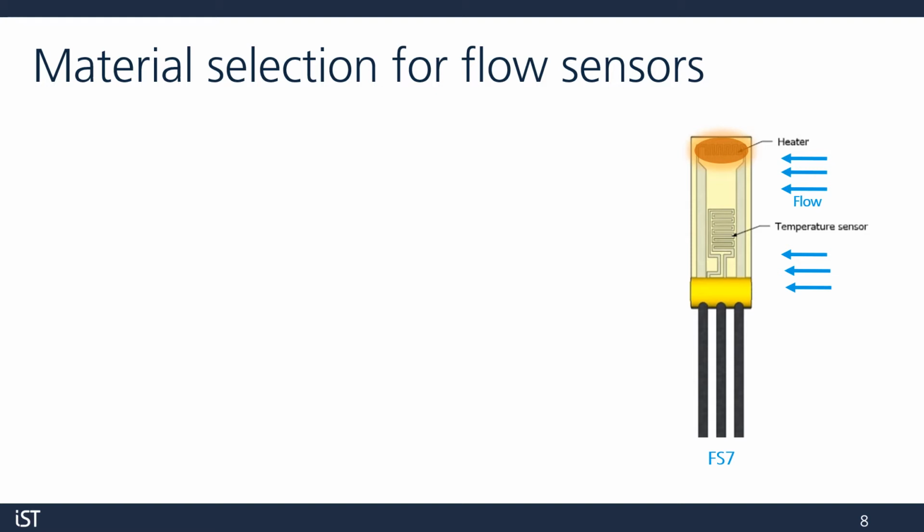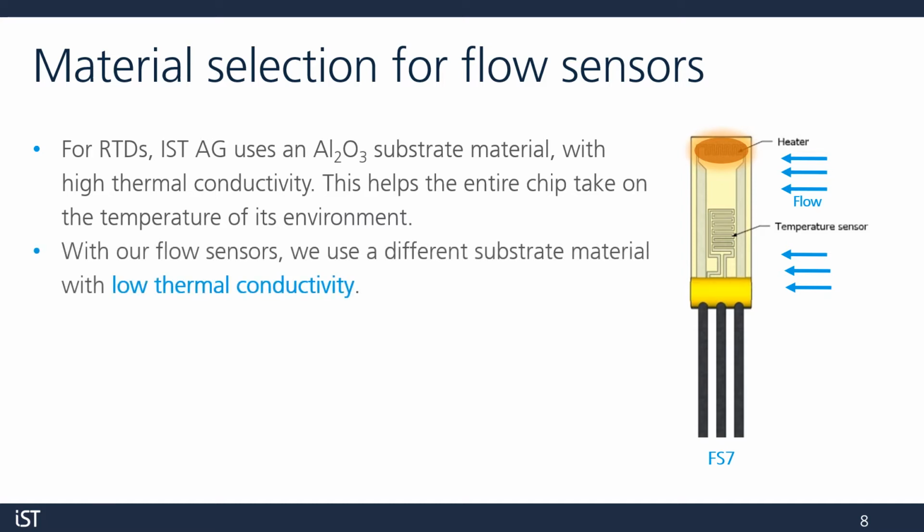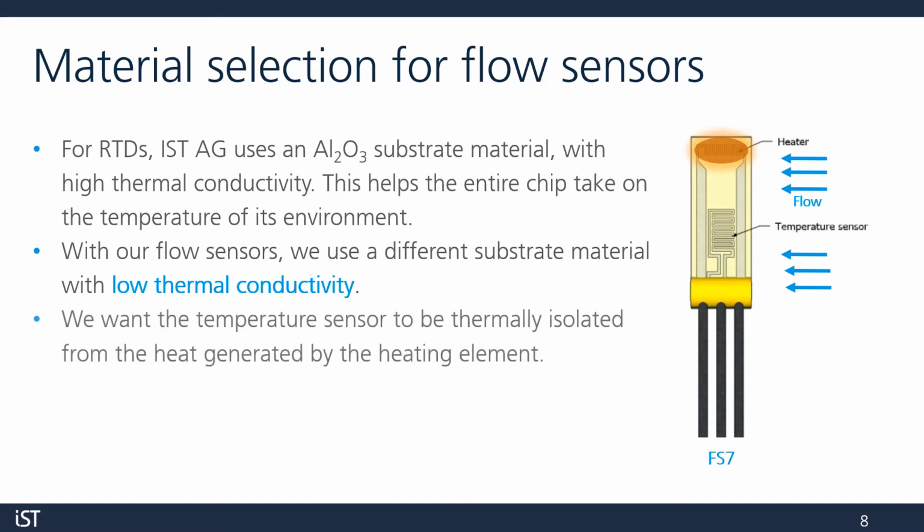It should be noted that material selection is super important when it comes to thin film flow sensors. For RTDs, we typically use an aluminum oxide substrate with high thermal conductivity. That way, the whole chip takes on the temperature of its environment. With our flow sensors, however, we use a different substrate material with low thermal conductivity. We do this because we want the temperature sensor to be thermally isolated from the heat generated by the heater.